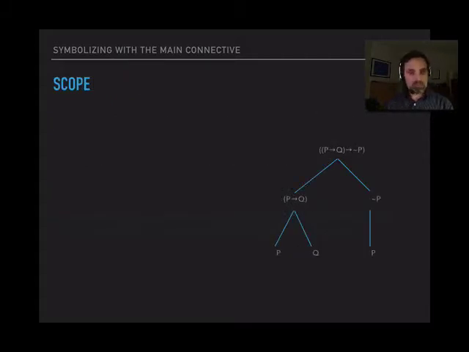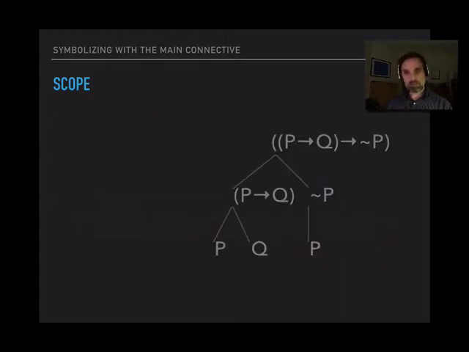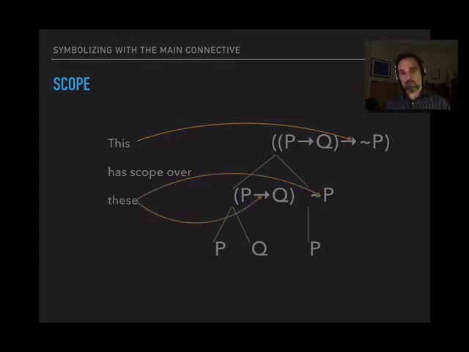So one piece of terminology that's helpful when talking about these things is the word scope. We say that one connective has scope over another connective when the first connective is higher in the tree, in the sentence's tree, than the second connective. So for example, here's this sentence. This arrow occurs in the tree above the other arrow and the negation, and so that arrow has scope over those two other connectives. That's what we mean when we talk about scope. We mean how high is it in the tree, and one thing has scope over another if the first one is above it in the tree.